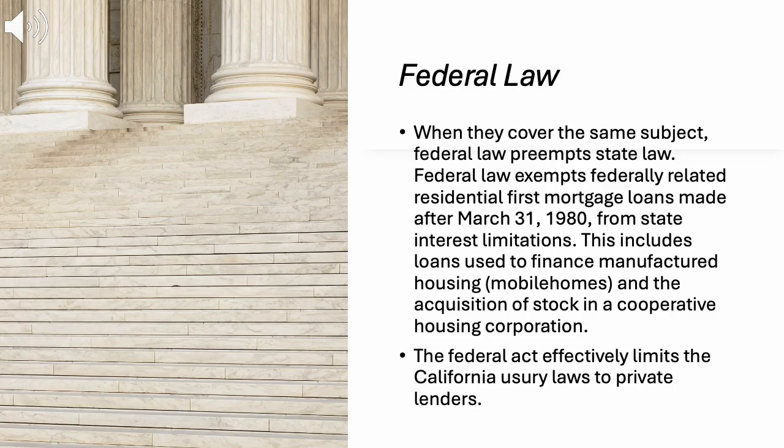Federal law. When they cover the same subject, federal law preempts state law. Federal law exempts federally related residential first mortgage loans made after March 31, 1980 from state interest limitations. This includes loans used to finance manufactured housing, mobile homes, and the acquisition of stock in a cooperative housing corporation. The federal act effectively limits the California usury laws to private lenders.